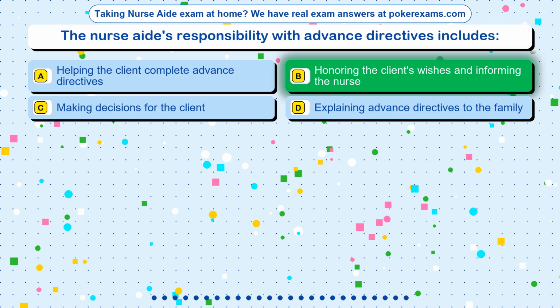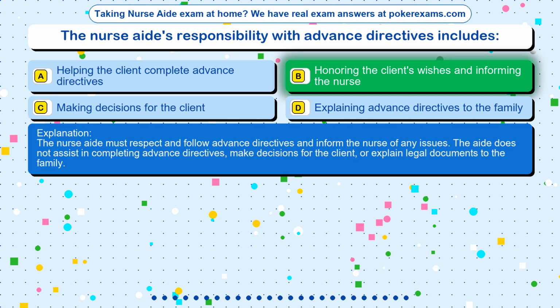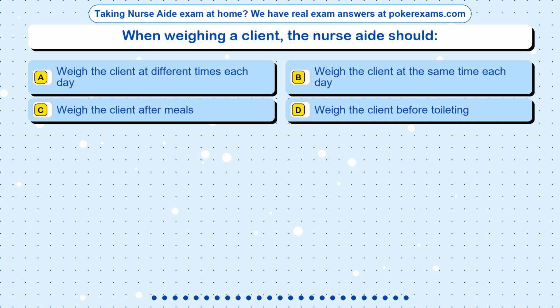The correct answer is option B, honoring the client's wishes and informing the nurse. The nurse aide must respect and follow advance directives and inform the nurse of any issues. The aide does not assist in completing advance directives, make decisions for the client, or explain legal documents to the family.